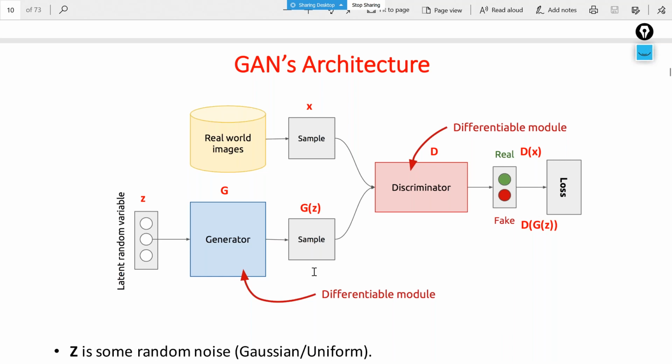I'll explain that. The discriminator will minimize the loss. The generator will try to maximize the loss because it is the loss of the discriminator. The discriminator thinks, I want to improve myself, so I want to reduce my loss. But the generator's task is all about fooling the discriminator, so it will try to maximize the loss. So there is a min-max loss which is happening in GAN.